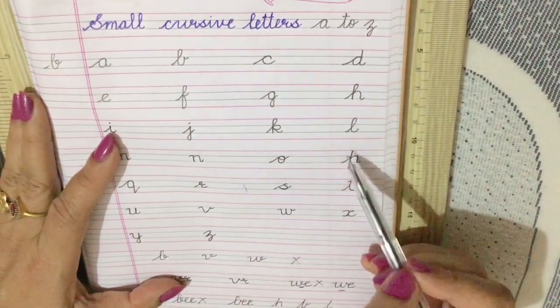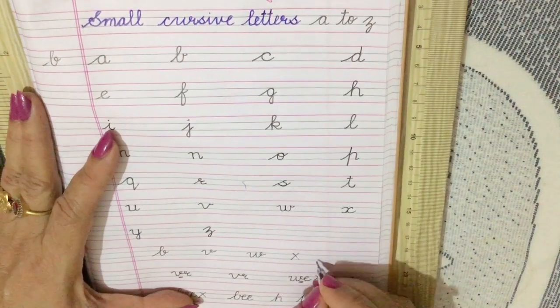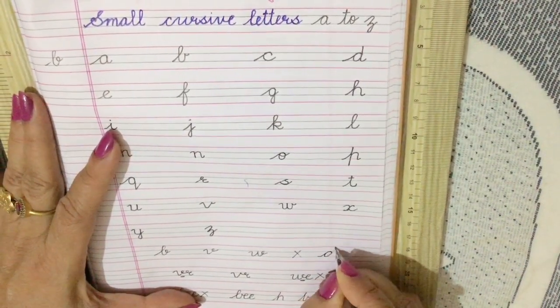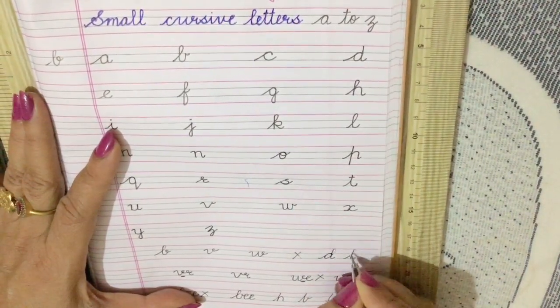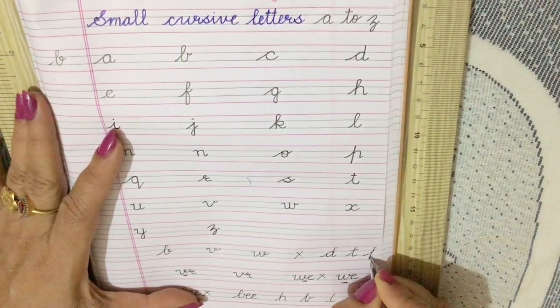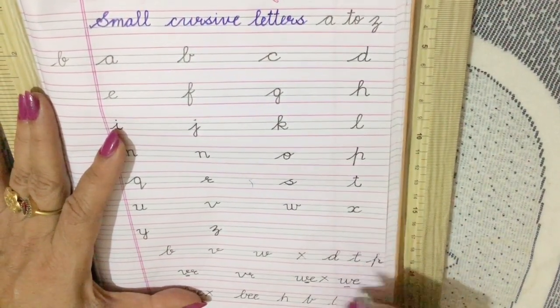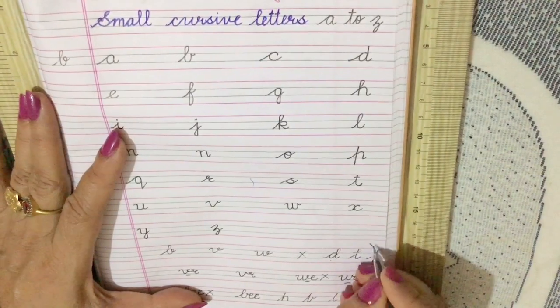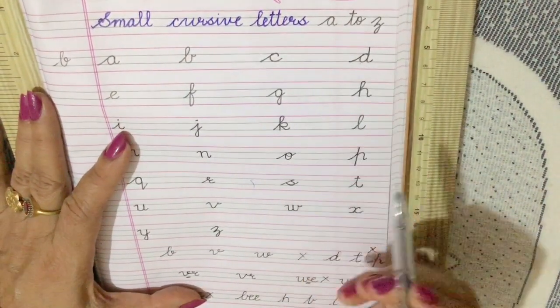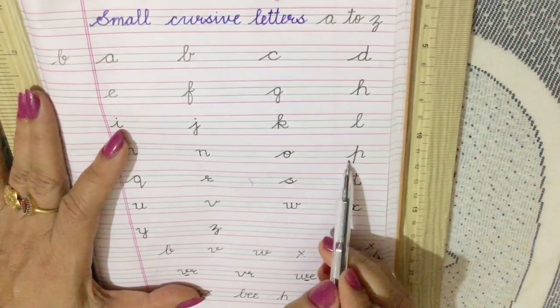And in D and P, you will not make a loop. You will not make loops in D, T, P. This is wrong. The correct formation is D here, T here, P here.